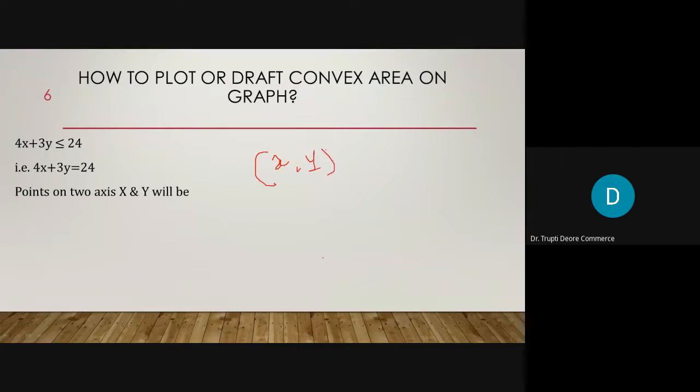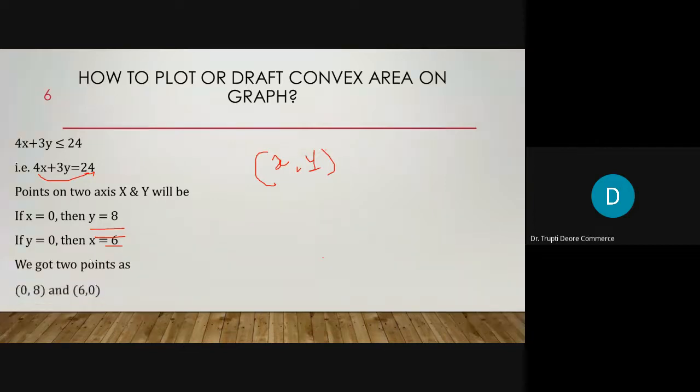Remember this. So for the first, if x is 0, then 3y is equal to 24. So 24 is divided by 3, and we get y as 8. So the point becomes (0, 8). And the same for the second point, if y is 0, then 4x is 24, so 24 is divided by 4, and you will get x as 6. So we got 2 points, that is (0, 8) and (6, 0). The first one is always the x value, x axis, and the second one is always the y axis.